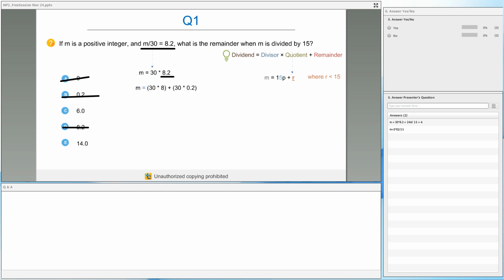Kindly mark yes if this step is clear. What I'm doing is splitting 8.2 as 8 plus 0.2 and multiplying it by 30. Why am I doing this? I'm doing this because I know this part is obviously fully divisible. This is the part from where I'm getting the remainder.